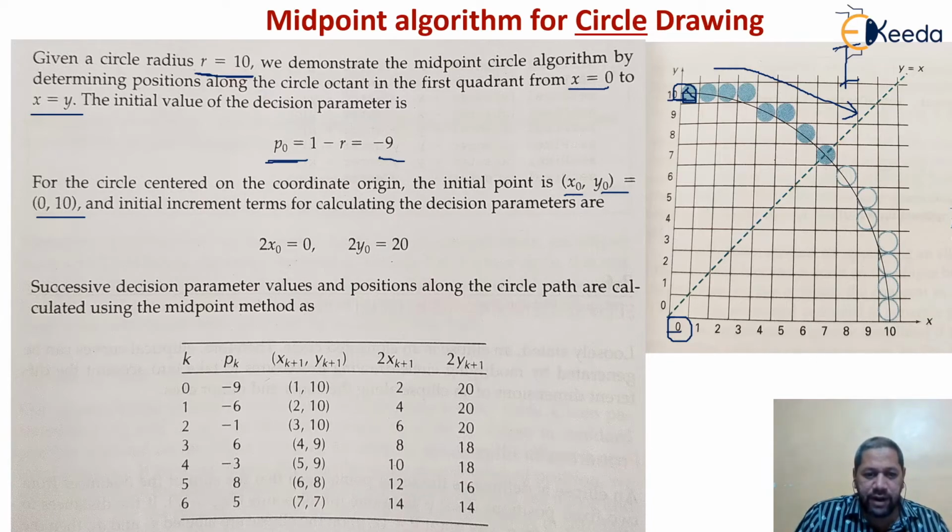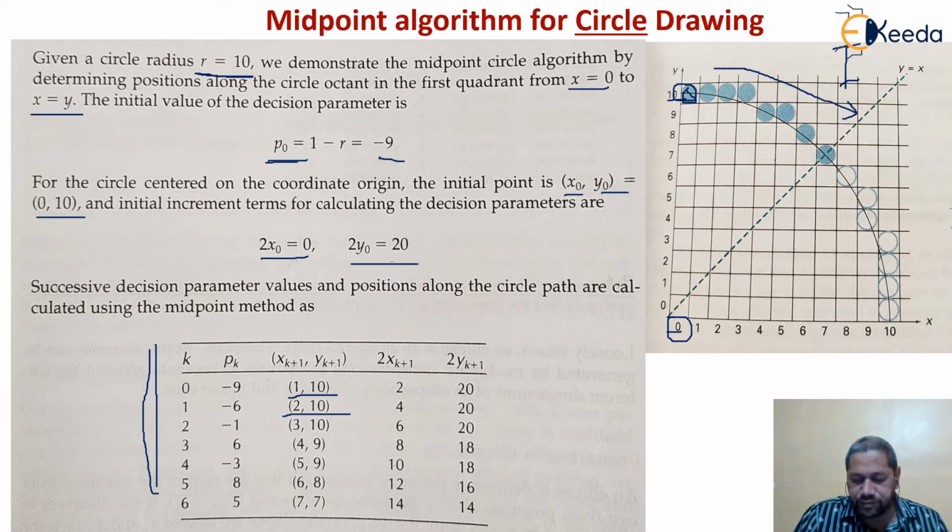Okay, then I will get x comma y equal to 0 comma 10, which is the initial value. Now I successively update this parameter and go through this loop. So we are moving to this particular loop, where k is equal to 0. My first point is 1 comma 10. Again I will calculate, and my second point will be 2 comma 10.